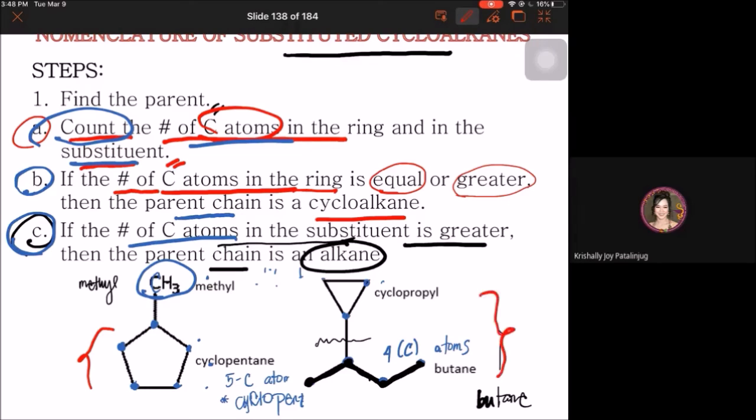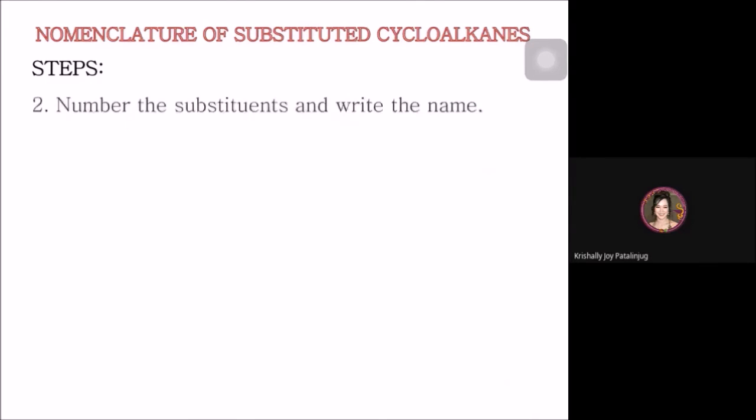And the second case, since there are more carbon atoms in the substituent, it becomes the parent chain, and that is an alkane, with carbon to carbon single bonds. And there are 4: 1, 2, 3, 4. That is butane. So the branch here is specifically cyclopropyl. That is the first step. Okay, second. The second step is we number the substituent.